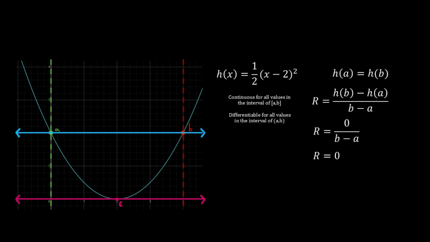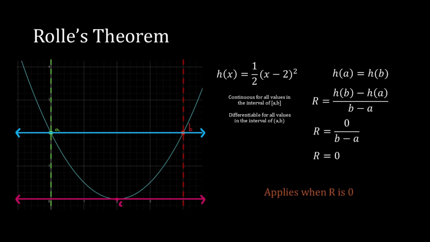Interestingly enough, this is itself known as another theorem, Rolle's theorem, which again only applies in cases where the function's value at the beginning of the interval is equal to the value at its end, making the average rate of change between the 2 points 0.